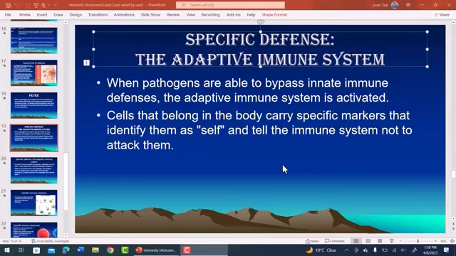Specific defense. When pathogens are able to bypass innate defense, the adaptive immune system is activated. Cells that belong in the body carry specific markers that identify them as self cells and tell the immune system not to attack them. So the body has a property that it identifies its own cells and doesn't attack its own cells. But when any invader enters the body, the immune system attacks it and destroys it.